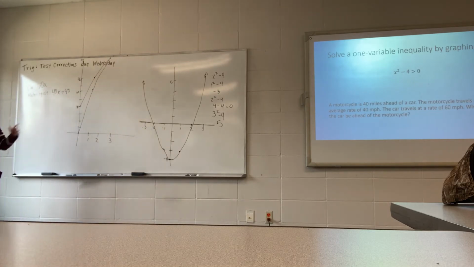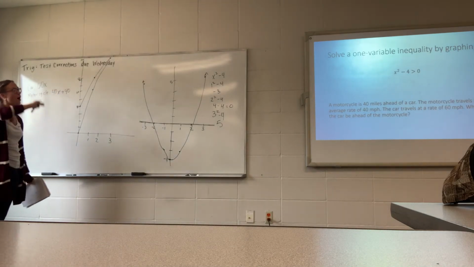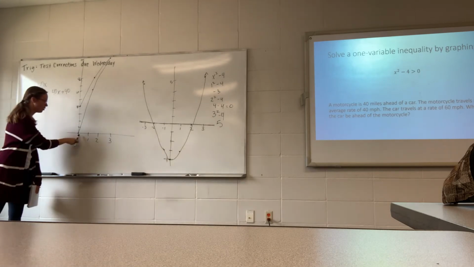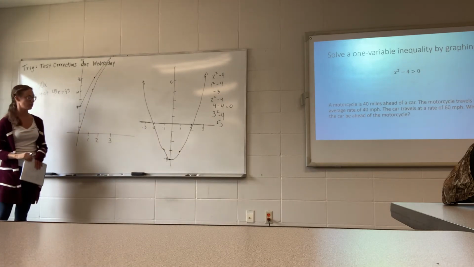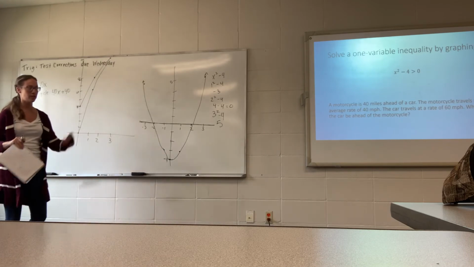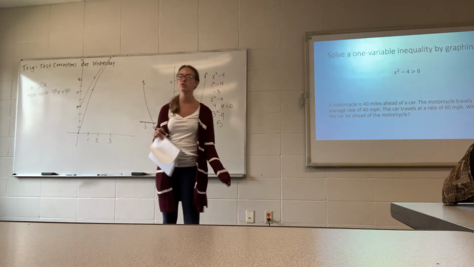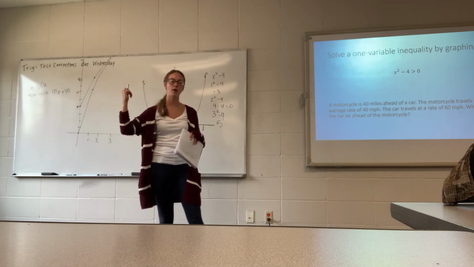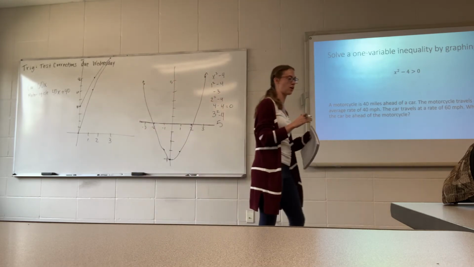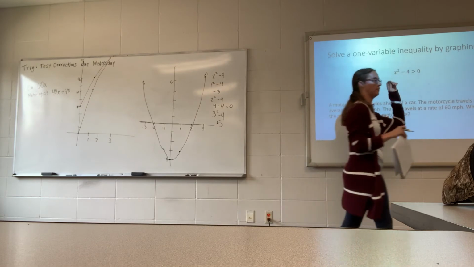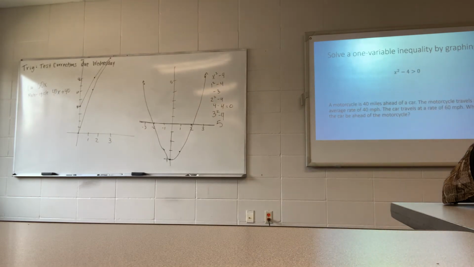Can you guys see where those two graphs are going to cross each other? 2 hours. Yeah, so at 2 hours, they're both 120 miles away from whatever starting point the car started at. So to answer the question, the car is going to be ahead of the motorcycle after 2 hours. They're at the same spot at 2 hours, but after 2 hours, that car would be ahead. Do you guys feel comfortable writing your own equations with something like that?